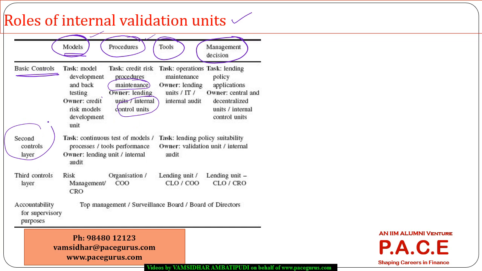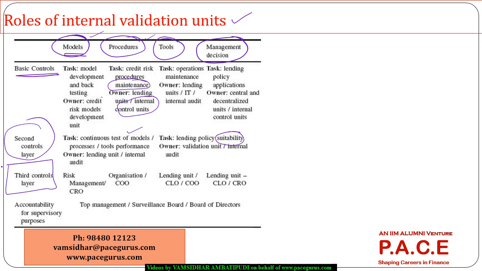But there could be second layer controls, where we are talking about the models needing to be continuously tested, improvisations needing to happen, and the tools performance, how well the tools are able to give the decisions. That entire thing is the responsibility of the internal audit team. And similarly, the suitability of the lending policy also needs to be a management decision, which also would be the responsibility of the internal audit team.